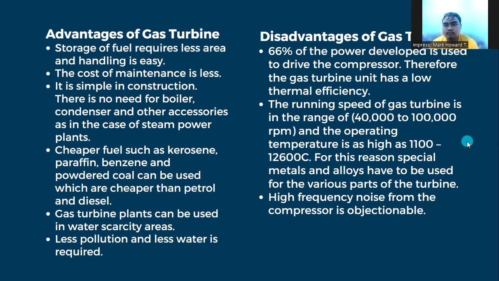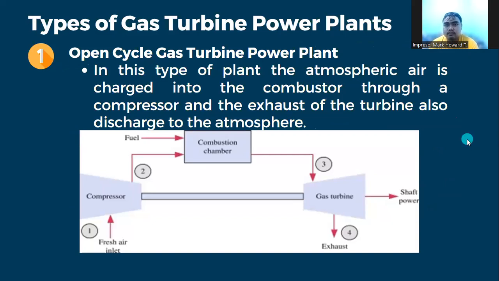Next. So here are the types of gas turbines. First is the open cycle turbine power plant. In this type of plant, the atmospheric air is charged into the combustor through a compressor, and the exhaust of the turbine is also discharged to the atmosphere.